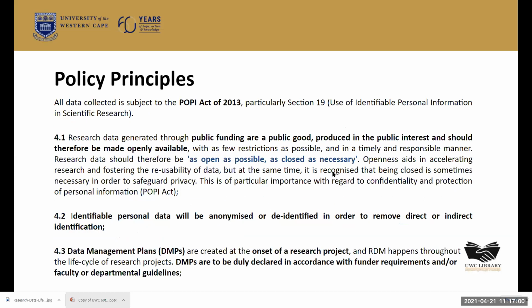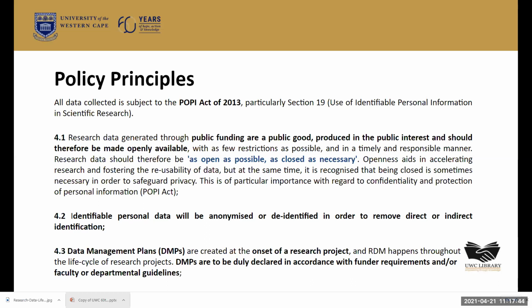So the policy principles are particularly important. This section, in fact, guides any kind of activity with regard to research data. First and foremost, it's important for us to remember that the Protection of Personal Information Act has a section 19 that discusses the use of identifiable personal information in scientific research. This is particularly important as all of our data needs to be subject to this act. So firstly, the research data generated at the university is public, and as such needs to be made available publicly.